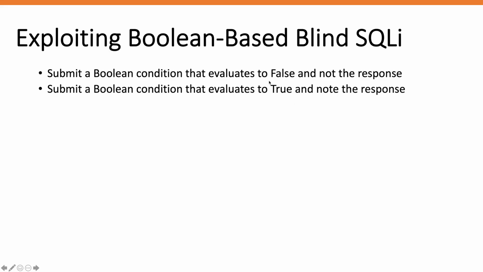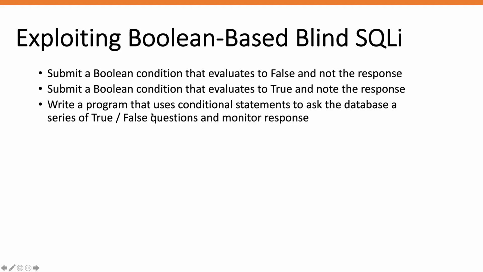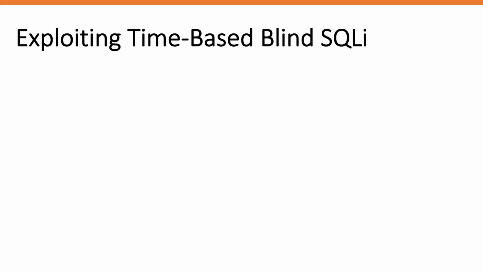Boolean-based blind SQL injection. And the way to exploit that, we already talked about that, is to write a program that uses conditional statements to ask the database a series of true and false questions, and then monitor the responses. If the response is the same as the response you got when it evaluated to true, that means the question that you're asking the application is true. If the response is the same as the response that you got when you forced the false statements, that means the question that you're asking the application is false. And that's how you extract data from the database when it comes to Boolean-based blind SQL injection.